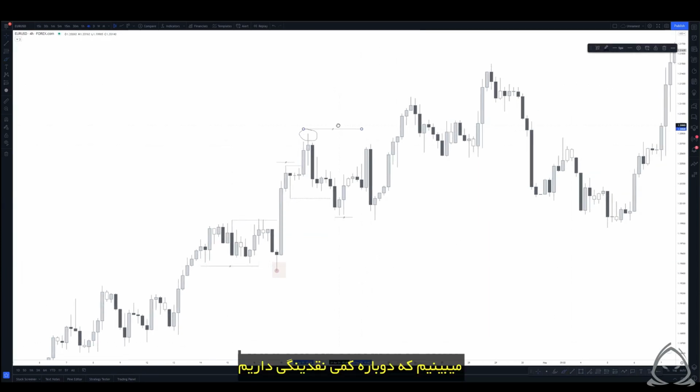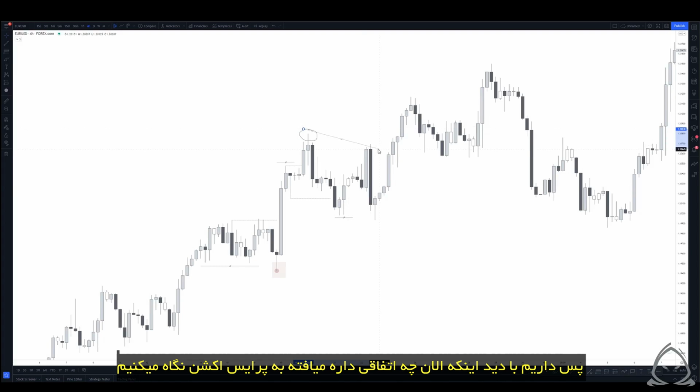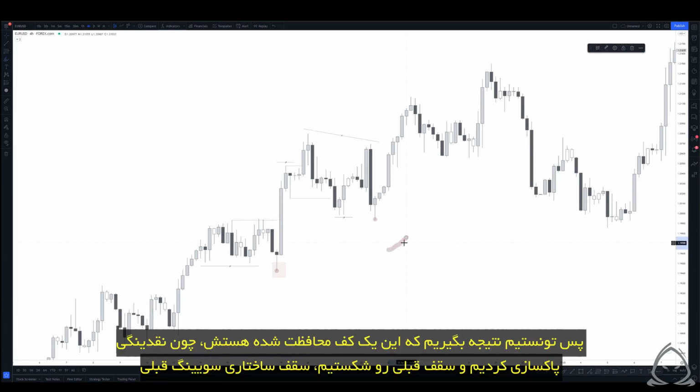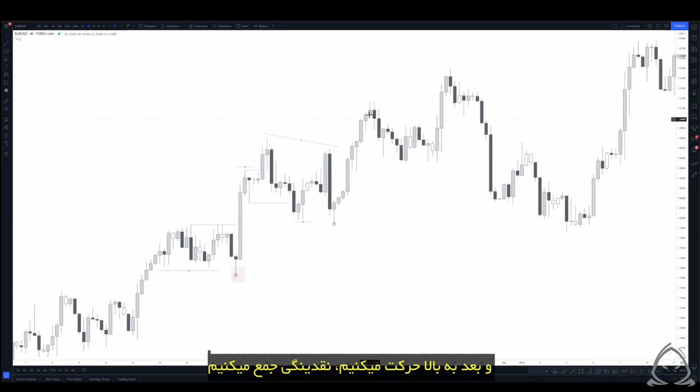What we can see is we do have some liquidity again. So we're just looking at price action with the lens of what is actually happening now. So we've been able to derive that this is a protected low because we've taken liquidity and we've broken the previous high, the previous swing structural high. Then we continue to the upside.